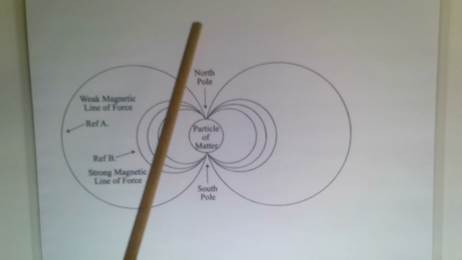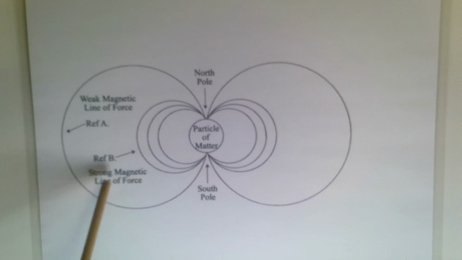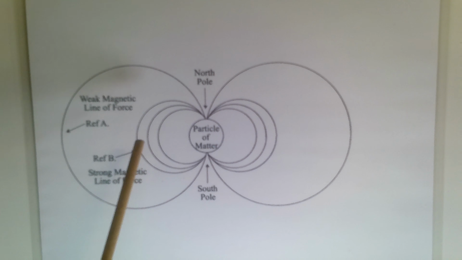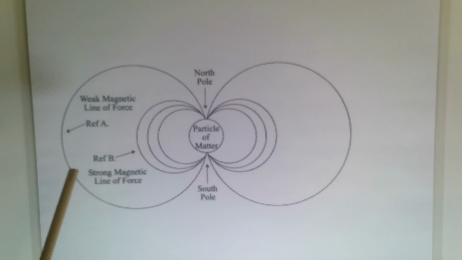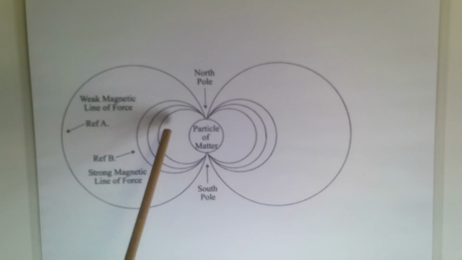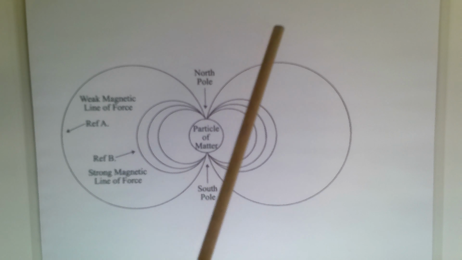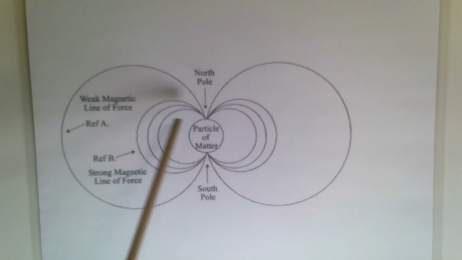It also creates a north and a south pole. This is done by these lines of force. These are the same lines of force that you'd find on a bar magnet. However, these are predetermined by this particle of matter where they're going to be. They stay in the same position for every element. Each element has a different number of these lines of force.